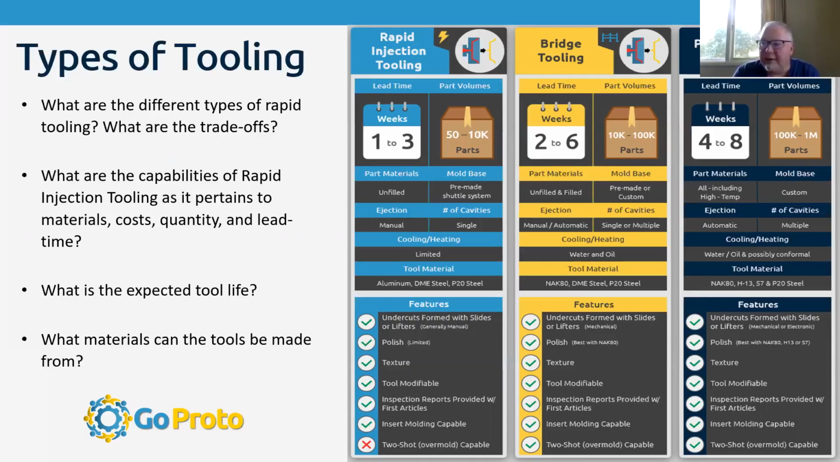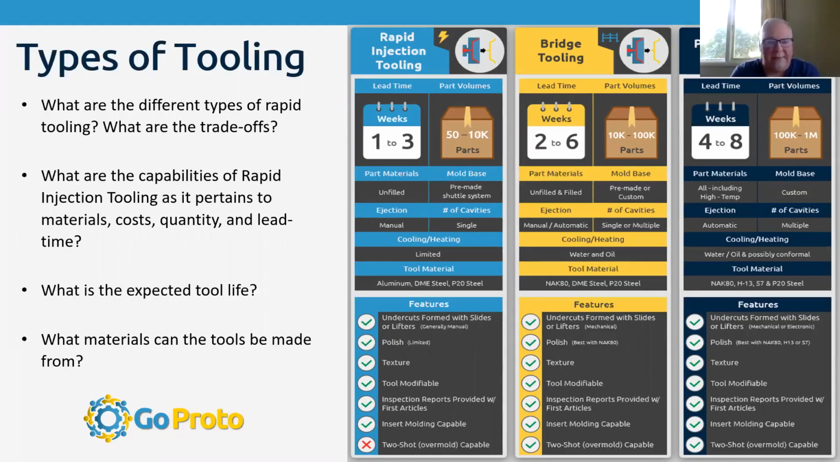We've broken down our tooling into 3 sections: rapid injection tooling, bridge tooling, and production tooling. The differences being the rapid injection molding is mainly for open and shut type tools. Now, with that being said, we will put 1 or 2 undercut or hand load inserts into those tools as well. But anything beyond that, you're going to move out of that 1 to 3 week time frame, over into the 2 to 6 weeks in the bridge tooling.